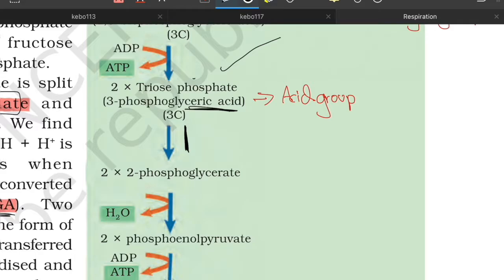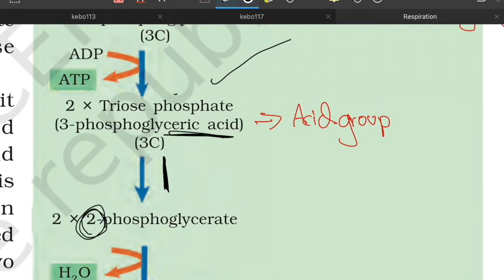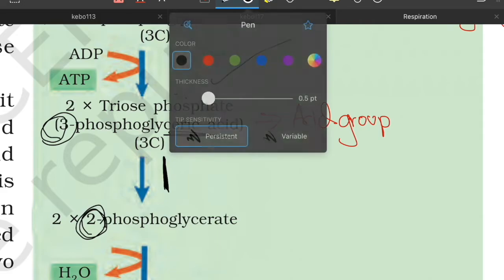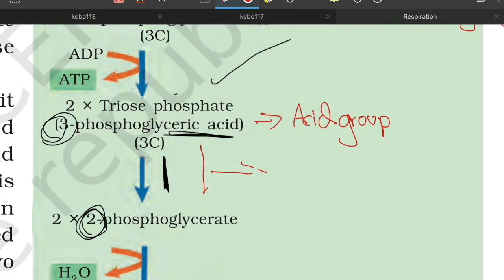Not a big change. 3-phosphoglycerate to 2-phosphoglycerate. That is just isomerizing. What is happening here? Position isomerization.